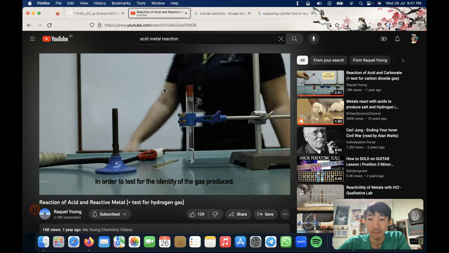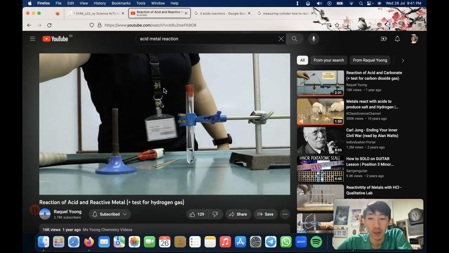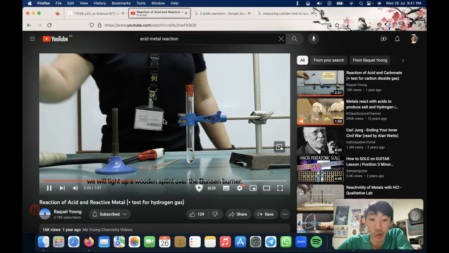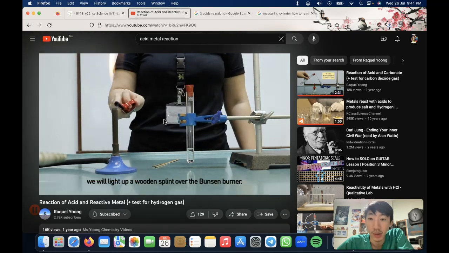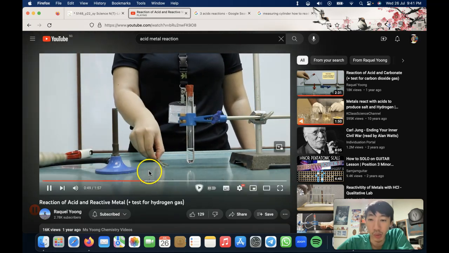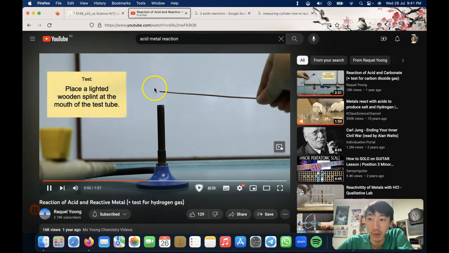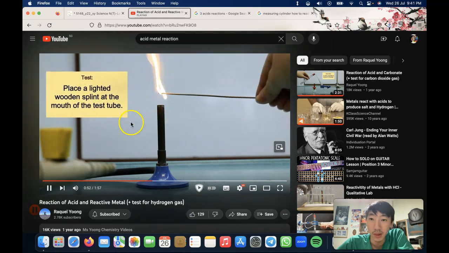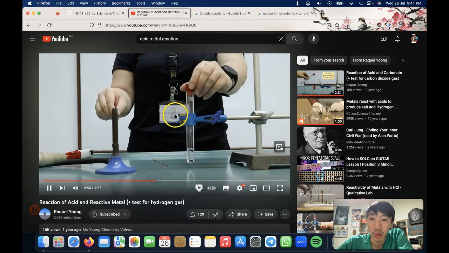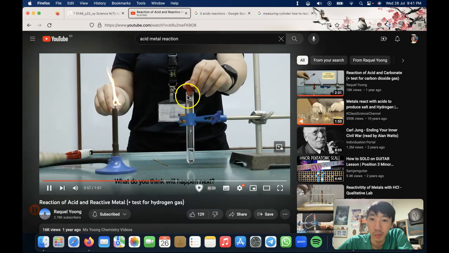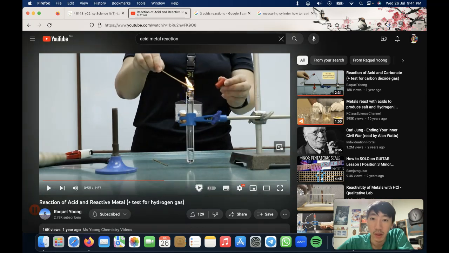In order to test for the identity of the gas produced, what is the test for hydrogen? Over the Bunsen burner, we need to have a lighted wooden splint. So you see a Bunsen burner, you light it up, lighted wooden splint. Then you open up the mouth of the test tube. What do you think will happen next? Do you hear that? You catch that pop sound?